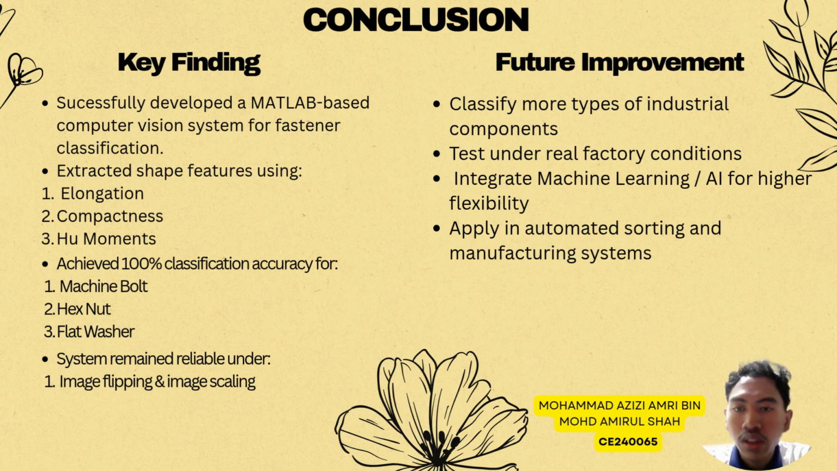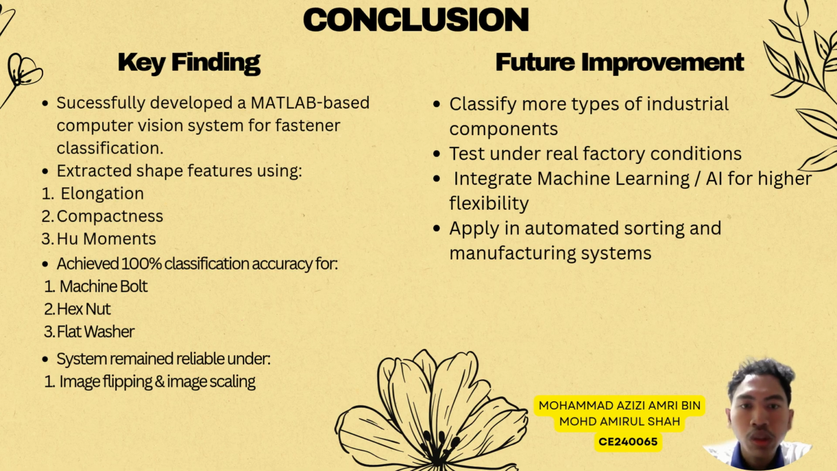Based on the result, the system achieved 100% classification accuracy for the first class, mission board, second, hex nut, and third, flat washer. The accuracy for all 15 test images is in our results. This is proof that the system works under image flipping and image scaling also, so the selected features are robust and reliable.